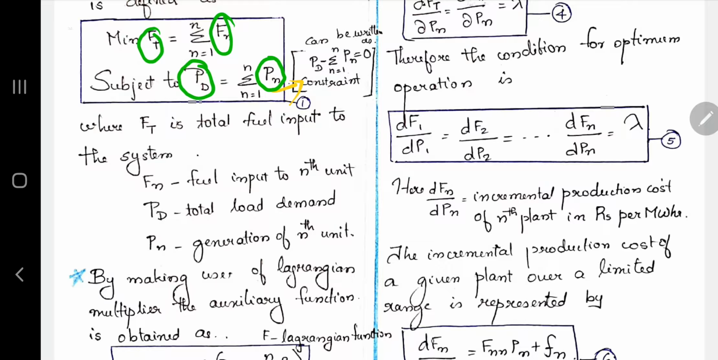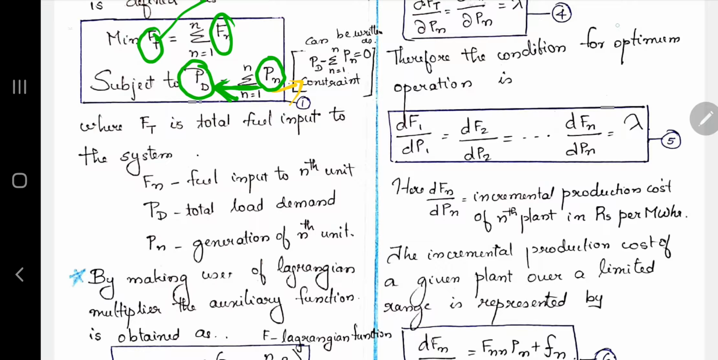So we can describe this problem as: what is the minimum fuel input to the system, subject to the condition that the total generation should meet the load demand. As we are neglecting the losses, there is no point of losses here. So we have to minimize the fuel input to the system so that the generation will be meeting the load demand. That is the minimization problem which we have to solve.